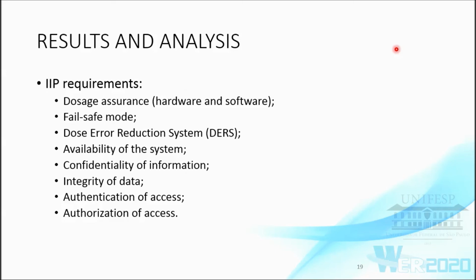And some of the requirements discussed in the studies are dosage assurance that must come from software and hardware that comprises syringe, catheter, and tubes. The fail-safe mode, that is, if some error is found, the equipment must enter this mode, continuing to deliver insulin in a safe rate. The dose error reduction system that must be integrated with the event logs to help analyze and understand potential errors. The availability of the system. The system must remain available for the user at all times.